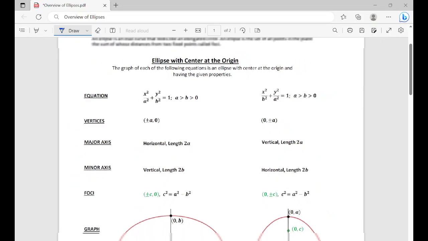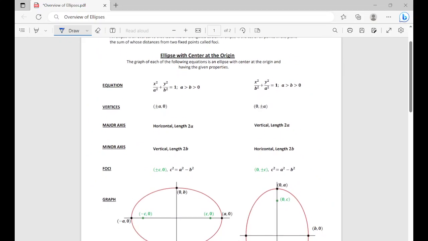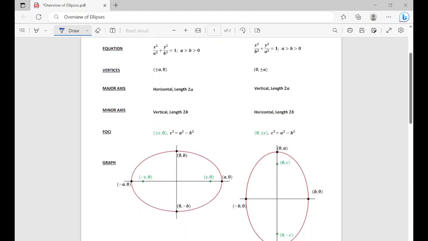The first one we're going to look at here is the one that is longer, from left to right. So zoom out so we can see it and all the parts to it. So here we have the first one. We have the equation x squared over a squared plus y squared over b squared equals 1. The equation of an ellipse is always equal to 1. If it's not equal to 1, then it's not in the correct form.